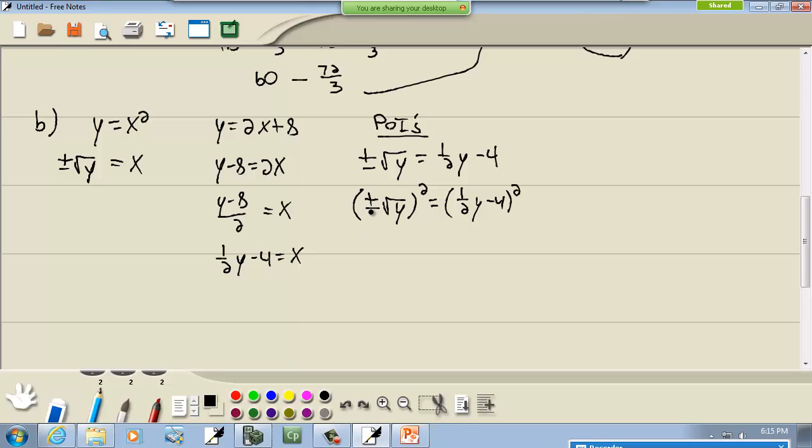Now, whether you square a plus or a negative, it just becomes positive, so that drops away. The square root cancels that, so this gives us y. And this side, if I multiply those together, well, let me go ahead and write it out, then I'll do it.